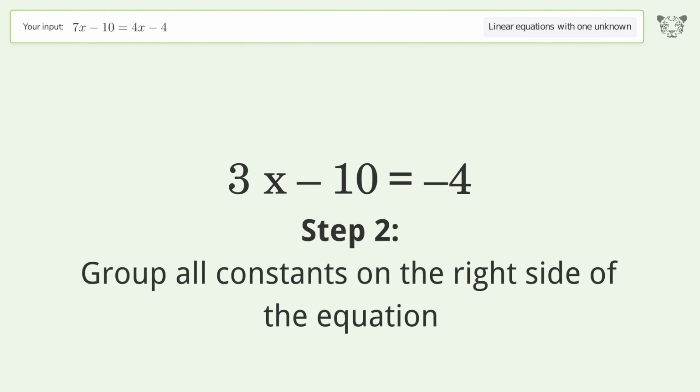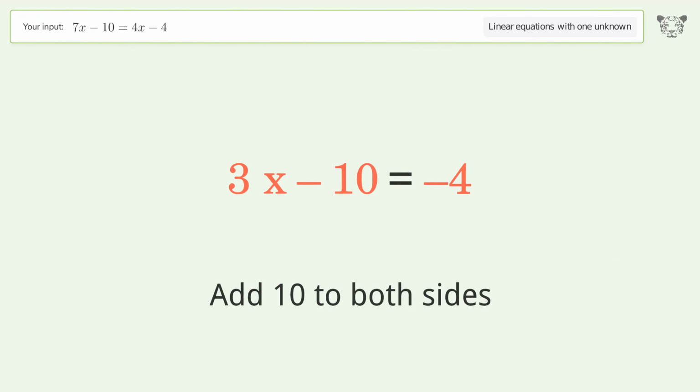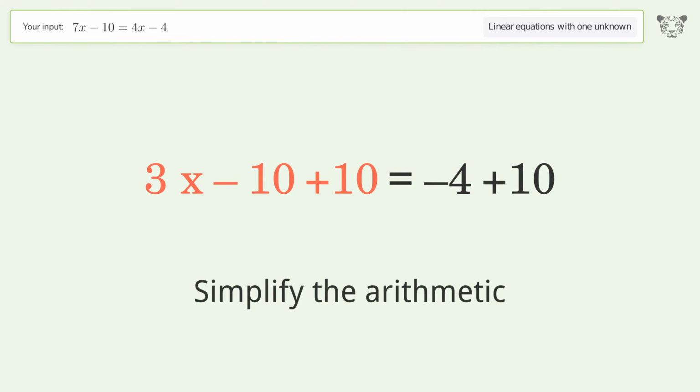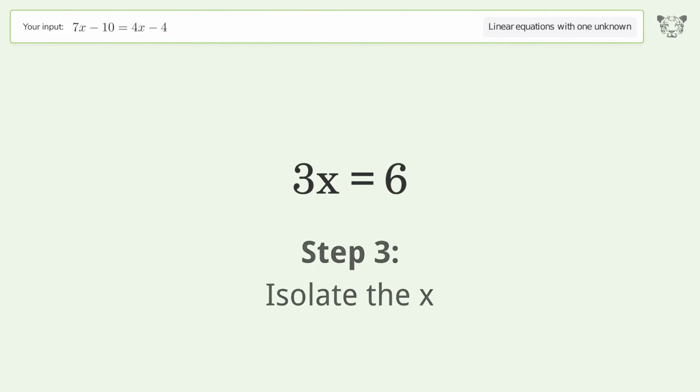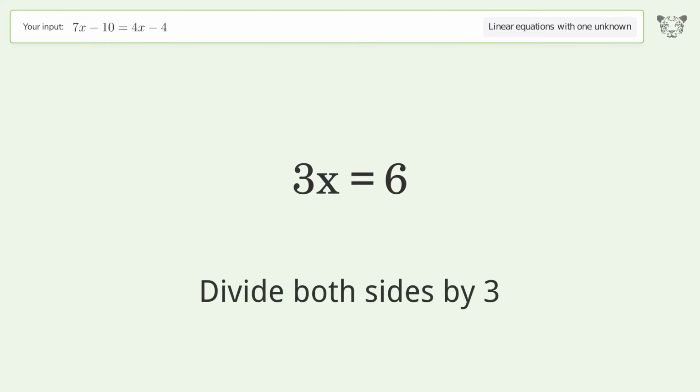Group all constants on the right side of the equation. Add 10 to both sides. Simplify the arithmetic. Isolate the x. Divide both sides by 3.